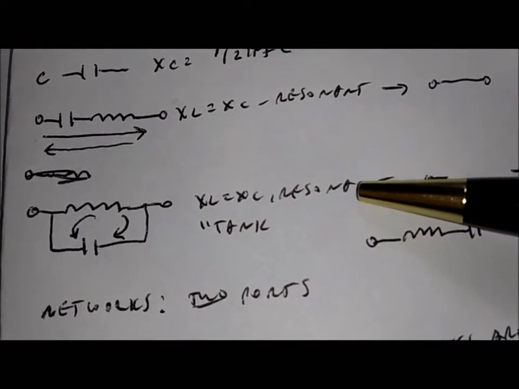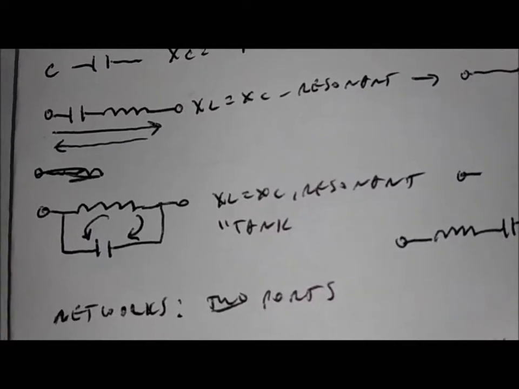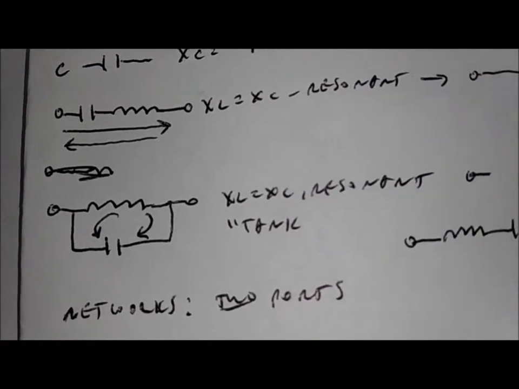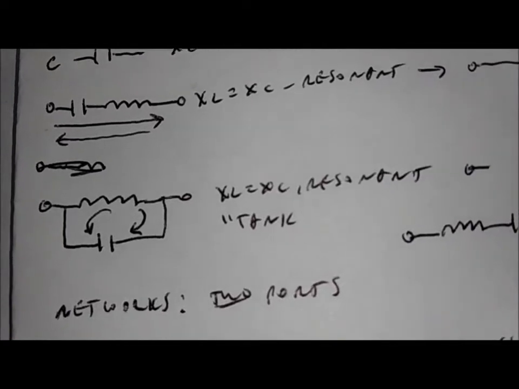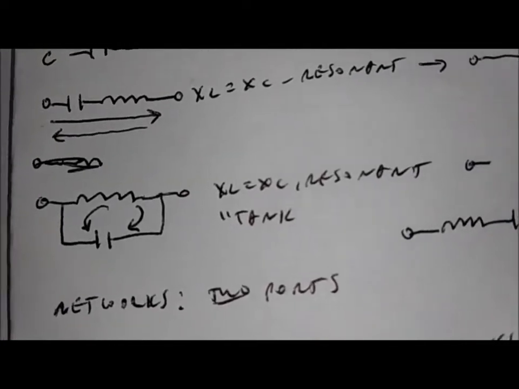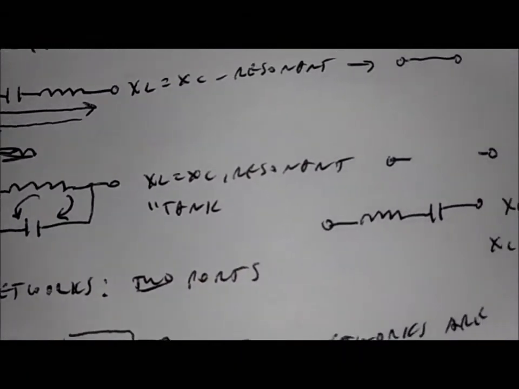The parallel case, or what we call a tank, where there's a high circulating current, see the arrows going back and forth in both directions within a tank. That's also a series circuit, but it's analyzed with current flow instead of voltage. X sub L is also equal to X sub C.